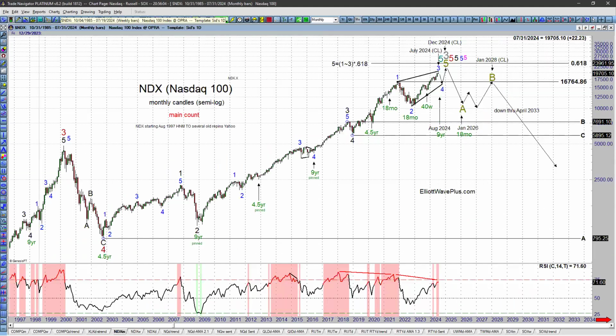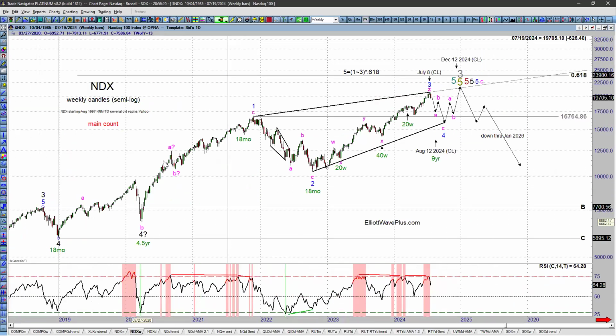On the NASDAQ 100, this is the 100 largest stocks in the NASDAQ. Notice the same thing. I'm expecting an ending diagonal. I'm actually expecting it to probably fall a little short of a typical black wave 5 target because of this diagonal concept. So there's the ABC for one of the diagonal.